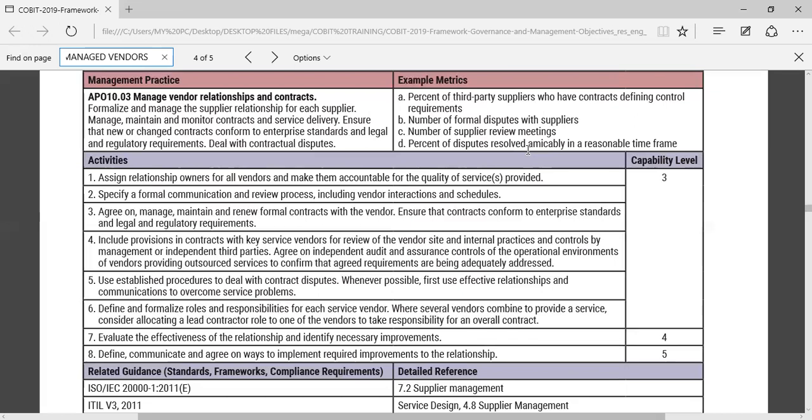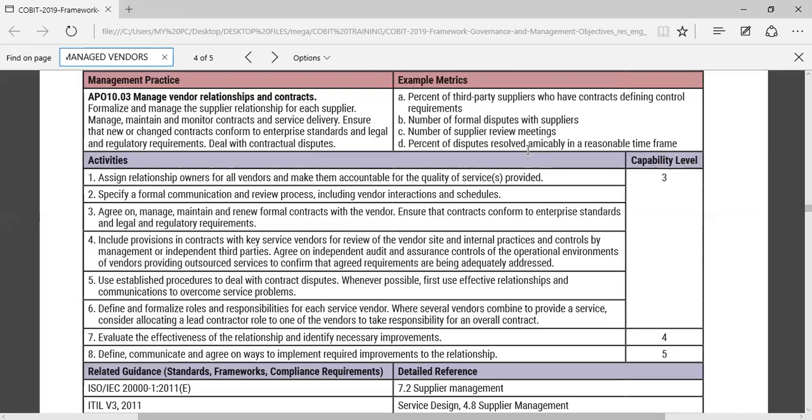Number 7, evaluate the effectiveness of the relationship and identify necessary improvements. So apart from the vendor output, you also need to evaluate your relationship with the vendor and determine whether it needs improvement or not. Then number 8, define, communicate, and agree on ways to implement required improvements to the relationship.